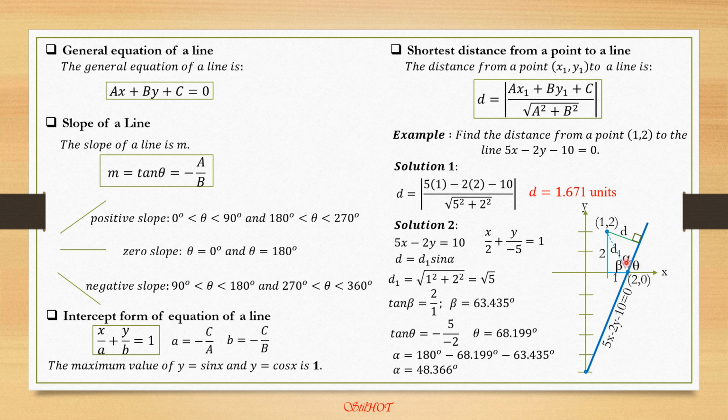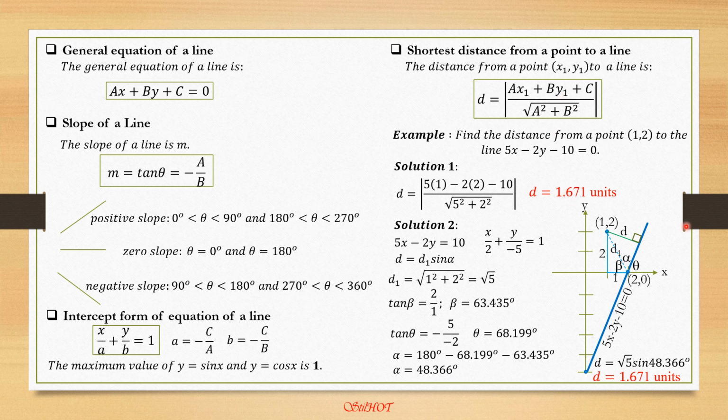Having known alpha, let's substitute it in our equation here. So d1, square root of 5, times sine of 48.366 degrees. So d is equal to 1.671 units also, just like that. In other words, we can always solve the distance from a point to a line, even if you cannot remember this formula here, which can also be derived.